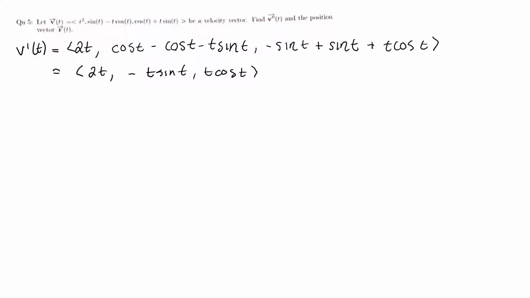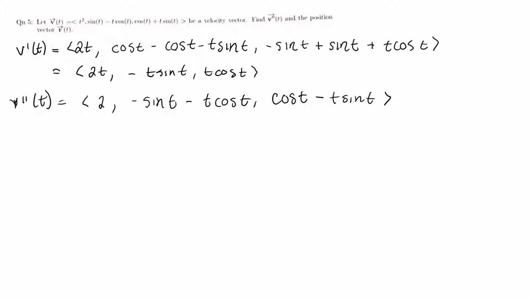Here we need to find the second derivative, and the first part will be the derivative of 2t, which is just 2. We have another product rule, so we'll end up having negative sine t minus t cosine t. We have another product rule, we have just cosine t minus t sine t. And that is our first answer.